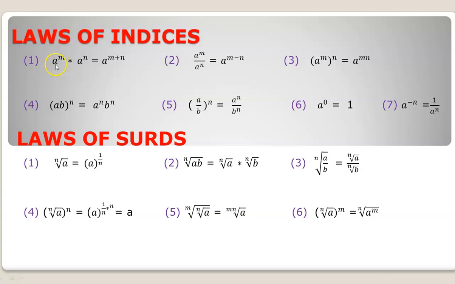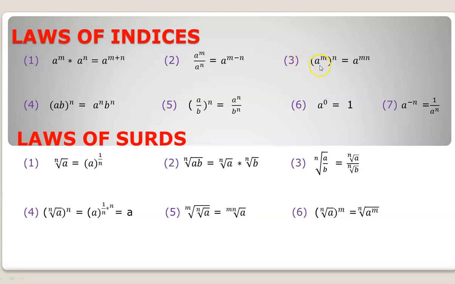First law is a to the power m. This is the exponent or power. This is the index. a to the power m into a to the power n is equal to a to the power m plus n. Because the bases are the same, we add the powers. So the second law is a to the power m upon a to the power n. The base is the same, which is equal to a to the power m minus n.